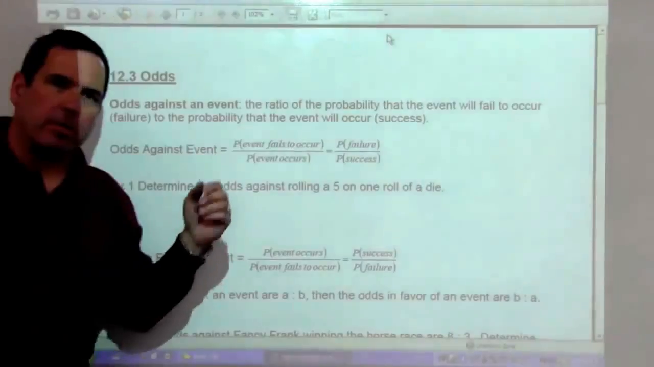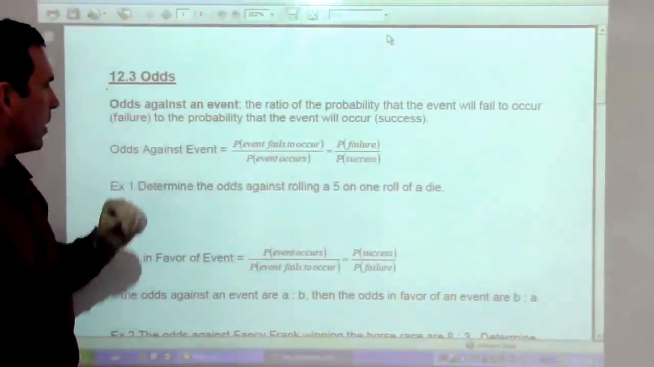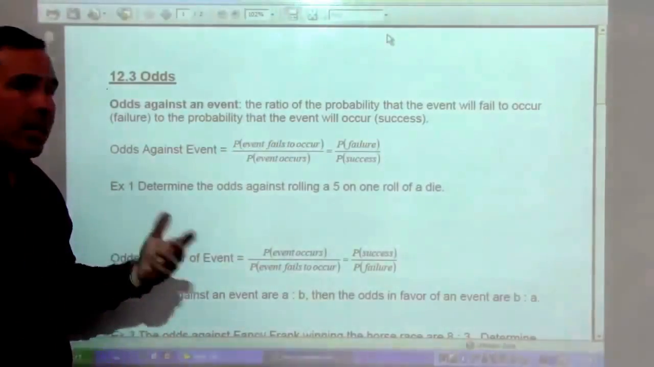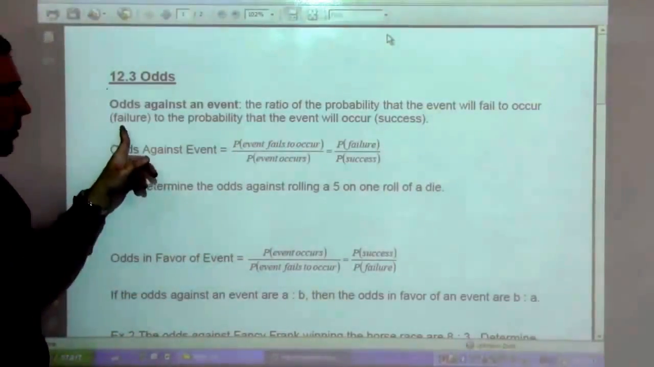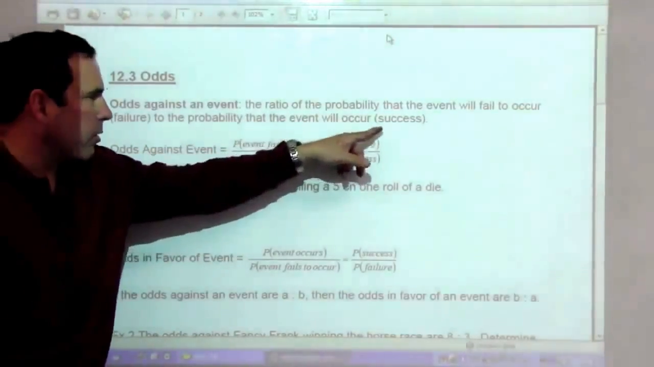Odds. We have two ways of thinking about odds: odds for and odds against. We'll talk about odds against an event. That's the ratio of the probability that the event will fail to occur, its failure, compared to the probability that the event will occur, or success.